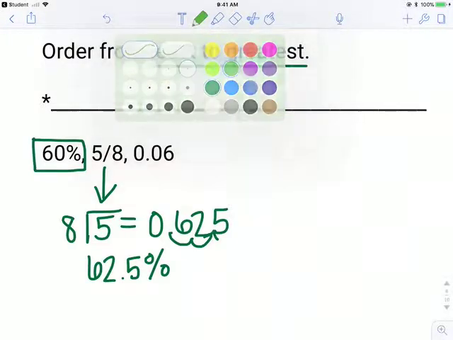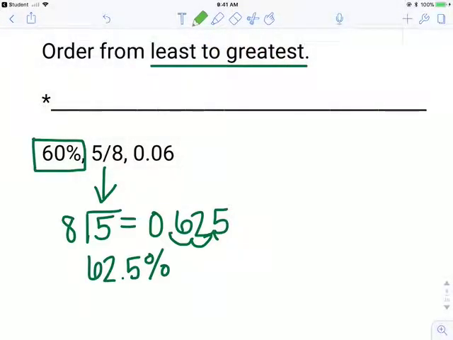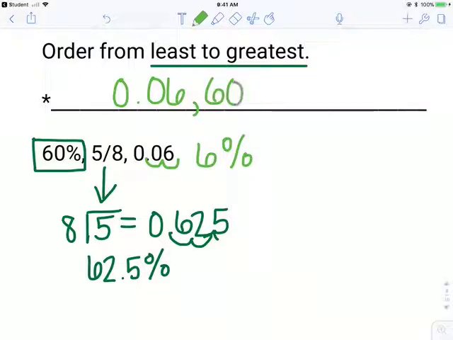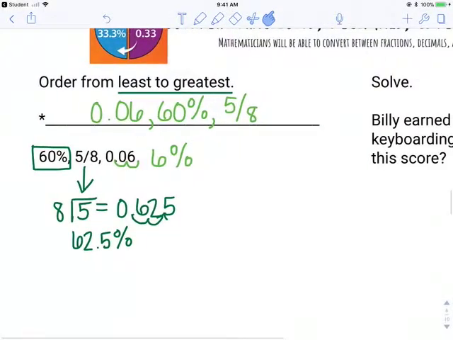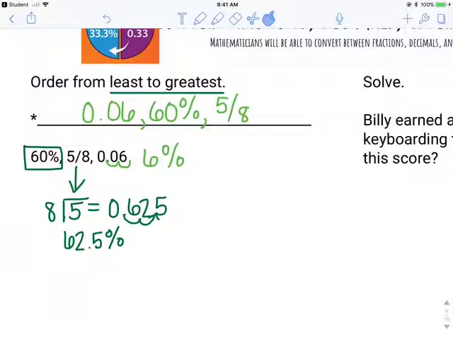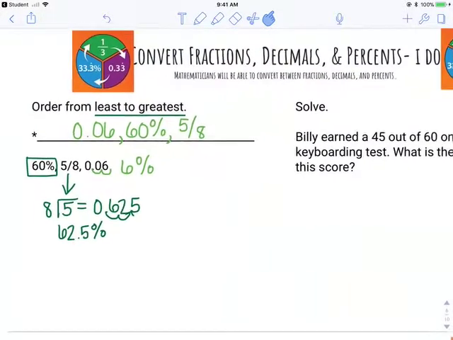Then I want to do the same thing with 6/100. So I move it 2 places over to the right, and I get 6%. So now I'm comparing 60%, 62.5%, and 6%. So least to greatest, I know that 0.06 is the smallest, 60% is the next smallest, and then 5/8. So you're probably asking, why am I not writing them as a percentage? Well, I'm just simply putting it in the original form.